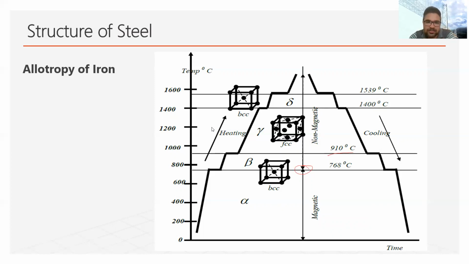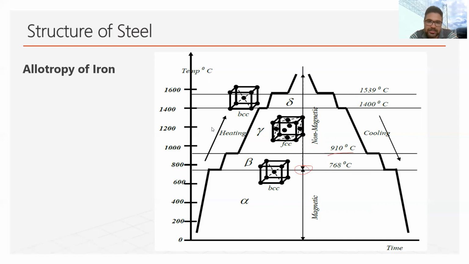Then the iron above 910 degrees Celsius is known as gamma iron. From 910 degrees Celsius to 1400 degrees Celsius, it will be termed gamma iron. This gamma iron is also known as austenite, and austenite is harder than alpha iron. The carbon content is more. Similarly, above 1400 degrees Celsius, the iron converts into another form called delta iron.